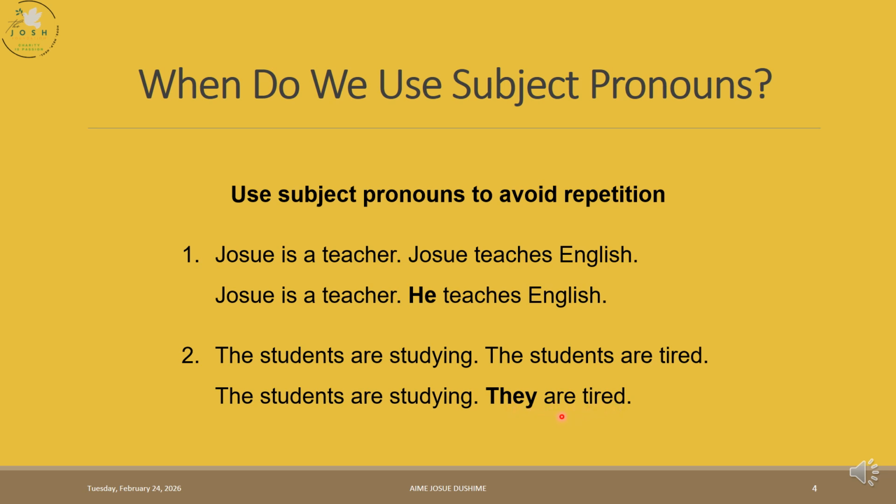Because those are two pronouns you're using. You're using a noun and a subject pronoun, and that's wrong. Don't say the students and then follow it with a subject pronoun.